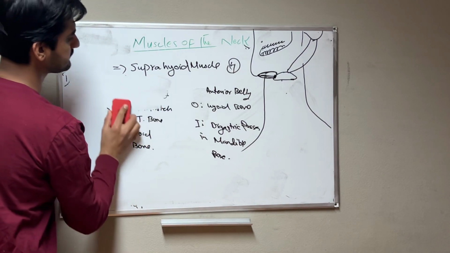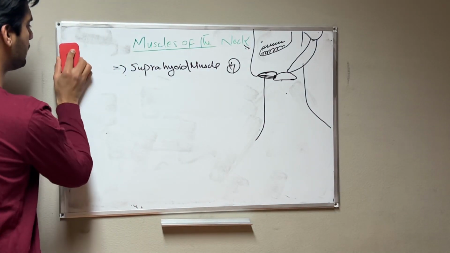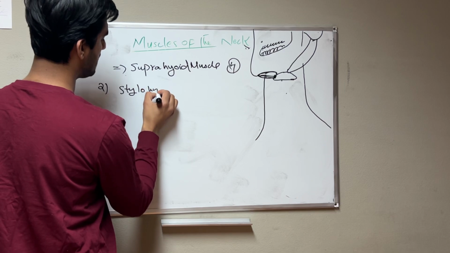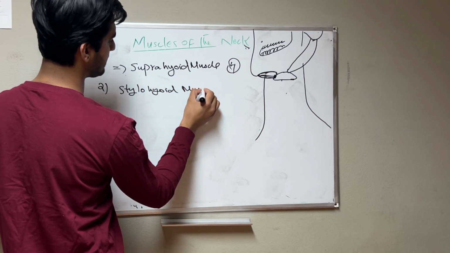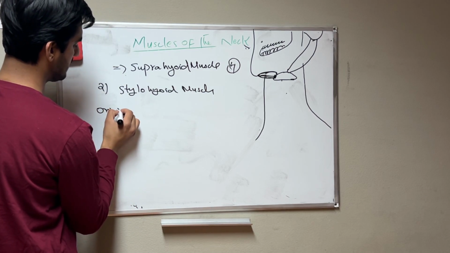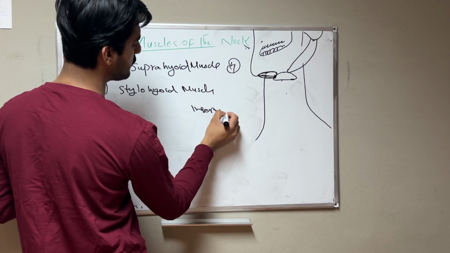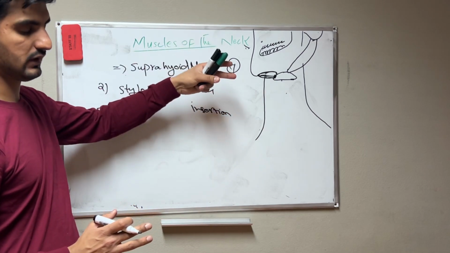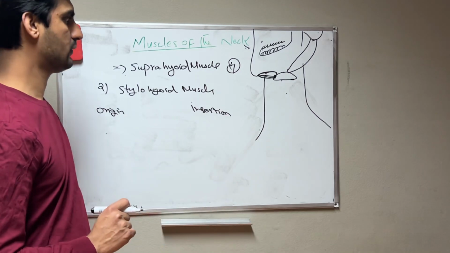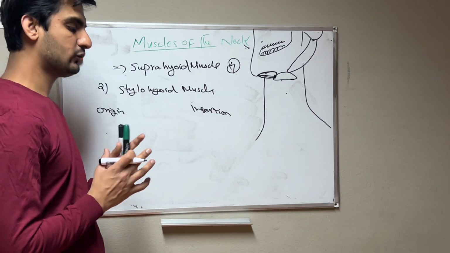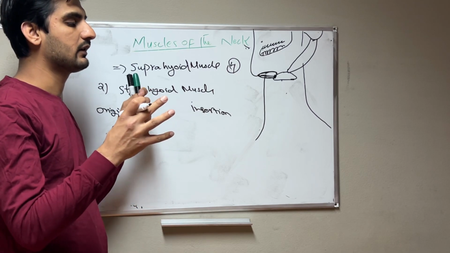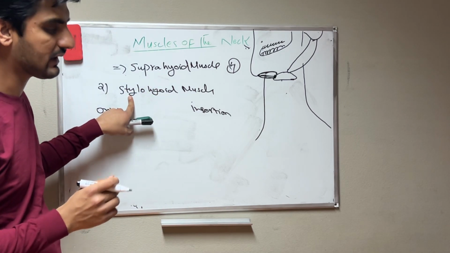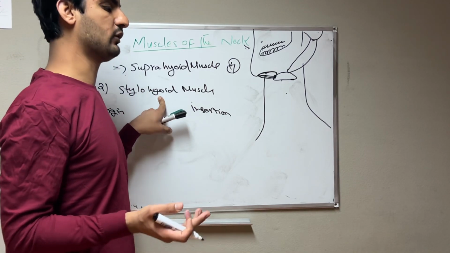Now the second muscle, because I already told you we have four muscles, is the stylohyoid muscle. Its origin and insertion I will tell you, and the function I will tell you later, because these are suprahyoid muscles. Suprahyoid means they connect above the hyoid bone, and infrahyoid means below. The function of all these muscles, suprahyoid and infrahyoid, is holding the hyoid bone in one place. Stylohyoid means stylo, the styloid process of the temporal bone, and hyoid, the hyoid bone.